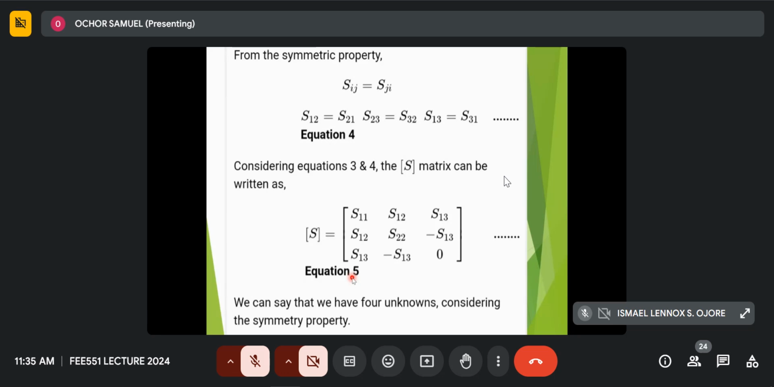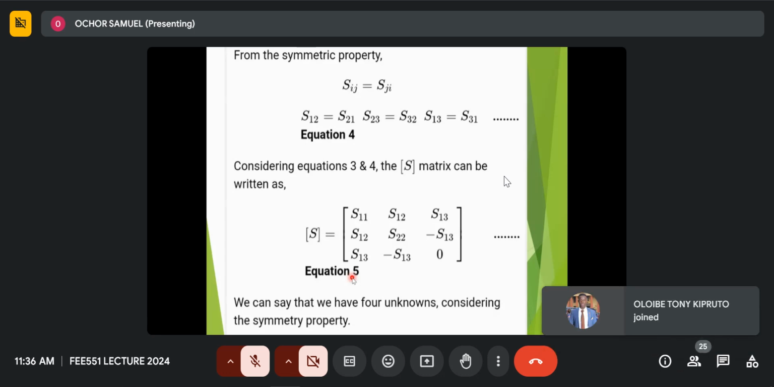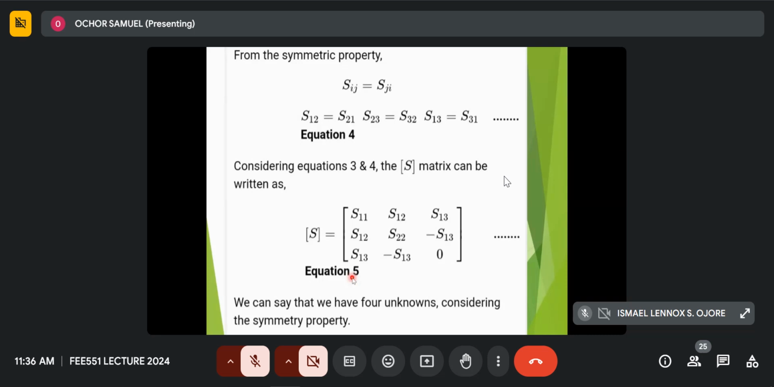Remember, S23, not S2, what? S11, S12, S13, and S22. The others I've already shown can be equated, using the 180 phase shift and also the 0 for the self-reflection. So it narrows down to 4 unknowns, and you want to get the exact values of the unknowns. Next slide.